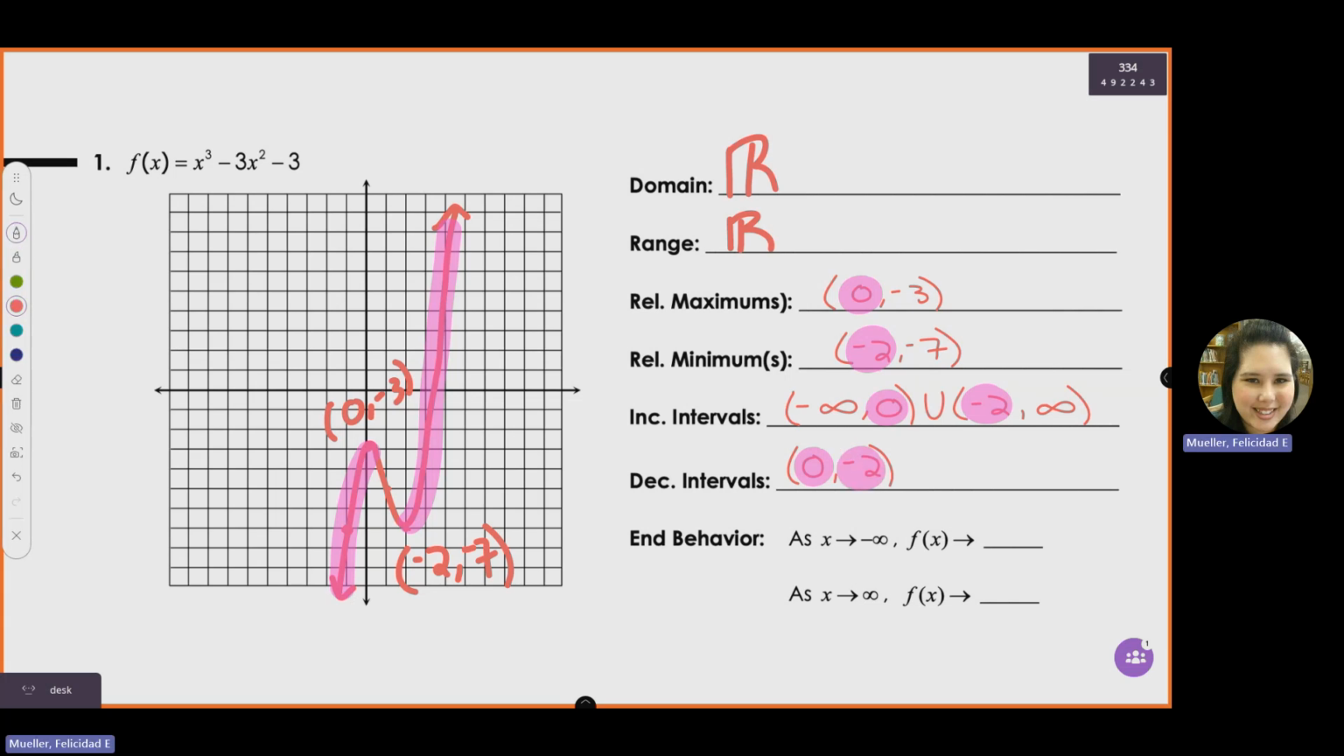Next, for end behavior, this is read as the graph goes left. What is y doing? That's what this says. So as x approaches -infinity, f of x approaches. So what we're looking at is this arrow here. I can see it's pointing down, so it goes towards -infinity. The next line reads, as the graph goes right, f of x goes. So as we go to +infinity for x, the y values go up forever, so that goes to +infinity.